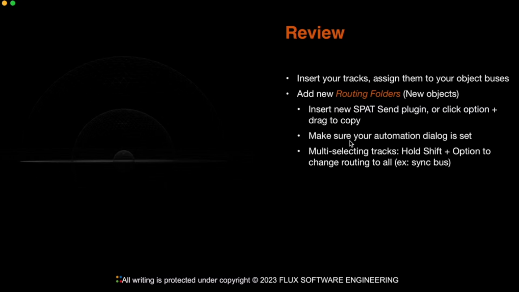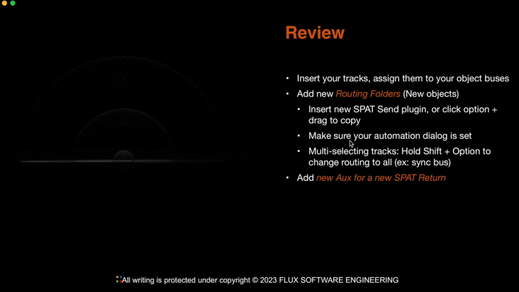The multi-selecting of tracks, shift option control. Shift option control, I'm missing one here. To change the routing, for example, the sync bus, same thing, right? So, right, we look at routing. We've talked about the shortcuts earlier, but if you created 4 new objects, you could obviously take these 4, multi-select them, and assign them all together to the sync bus in one shot. That's just the important thing for the routing.